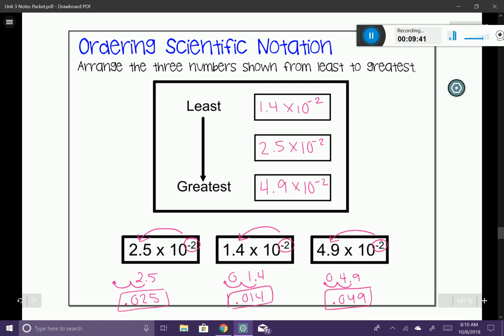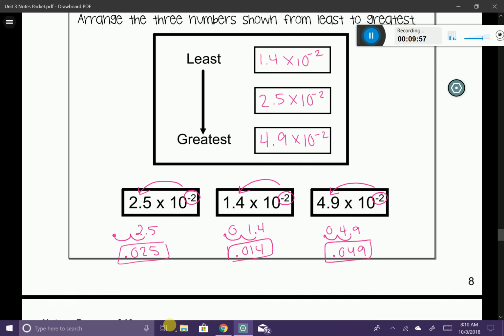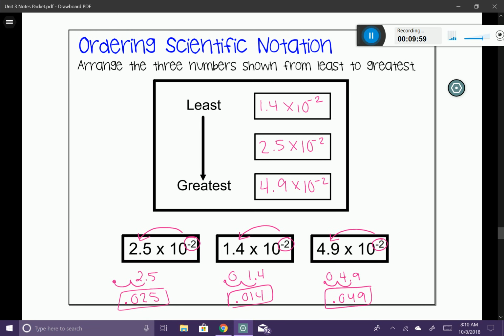So again, as you can see, if I were to order these from least to greatest, they're in the proper order above. But for this one, when you have all 3 of those exponents that are identical, all you need to do is look at the bases to figure out the order from least to greatest. All right, that brings us to the end of our lesson on ordering scientific notation.